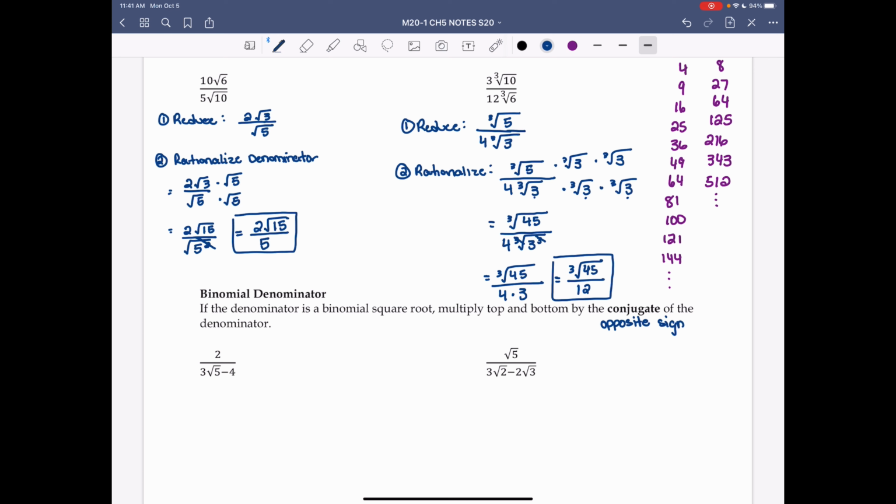Step 1 is to reduce. We can't reduce this at all because our numeric coefficients, which are 2, 3, and 4, don't have a common factor. 2 and 4 can be divided by 2, but 3 can't. It'd have to be all of them if we could reduce. So if it was 2, 6, and 4, we could reduce those 3, but in this case we cannot.